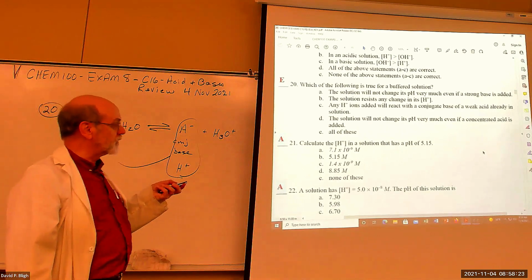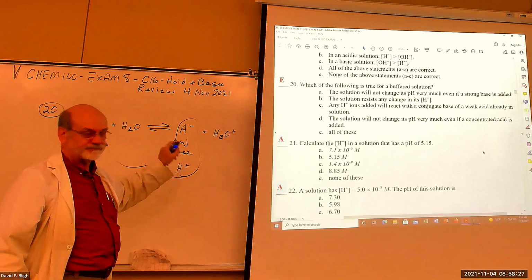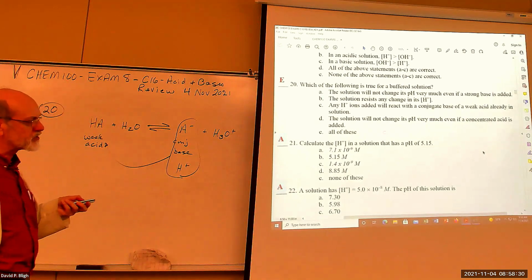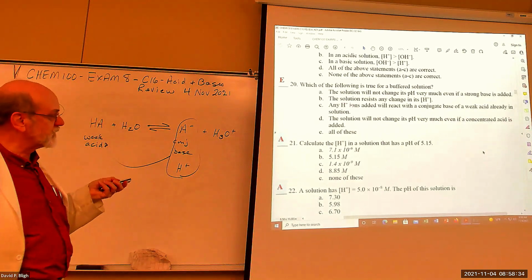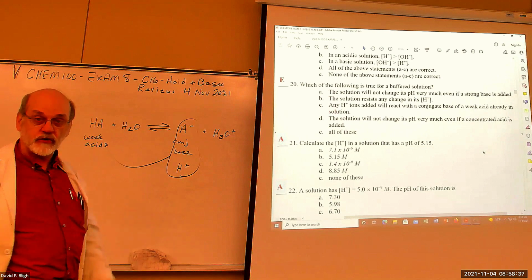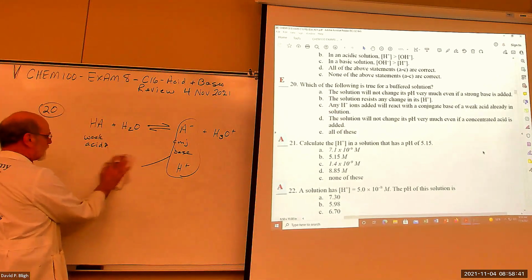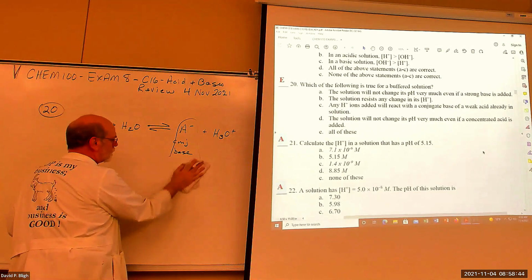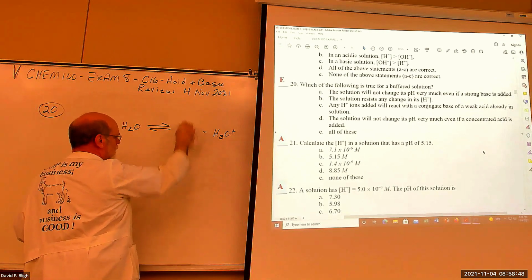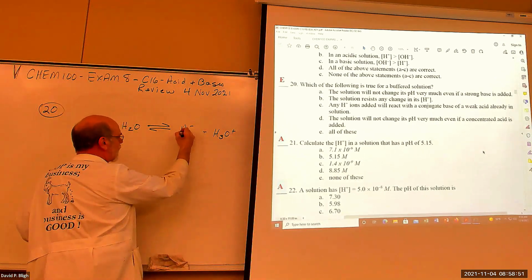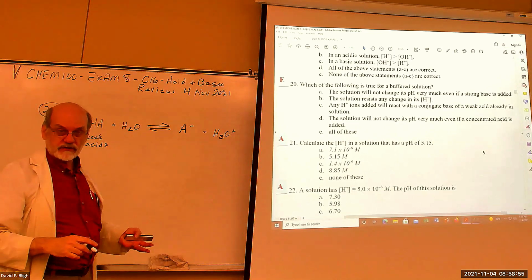So that's true also. Those hydrogen ions react with the conjugate base of this weak acid. The solution will not change its pH very much, even if a concentrated acid is added. That's just another way of saying C. So all of these are true. Each one of those statements. In the lecture, I also say something about what would happen if we add a base, if we add hydroxyls to the solution.